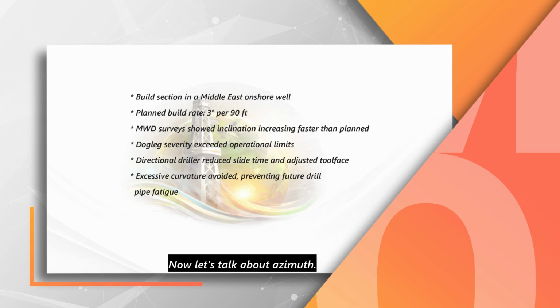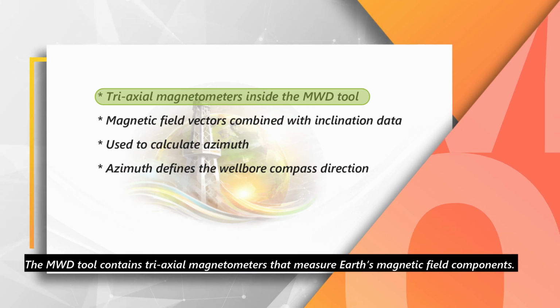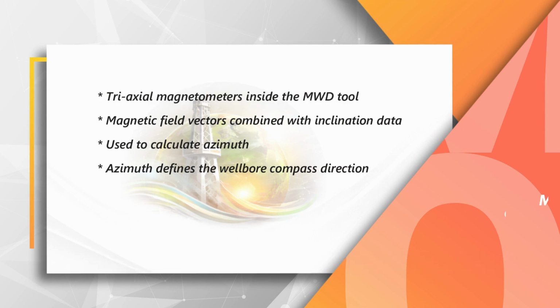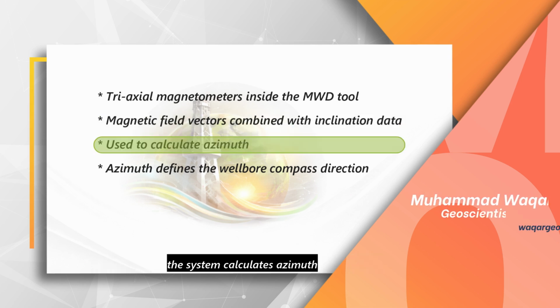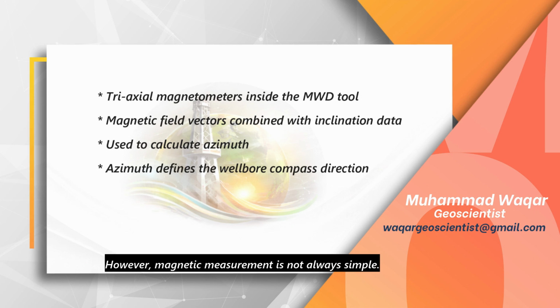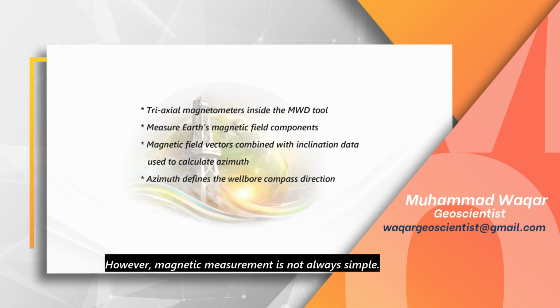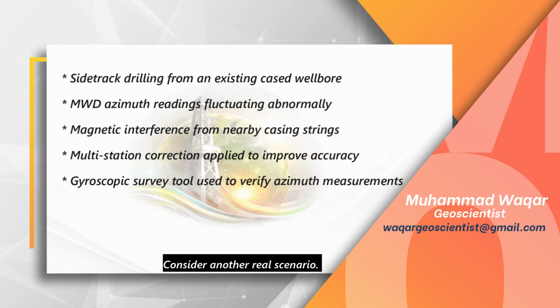Now let's talk about azimuth. The MWD tool contains triaxial magnetometers that measure Earth's magnetic field components. By combining magnetic field vectors with inclination data, the system calculates azimuth, which defines the compass direction of the well. However, magnetic measurement is not always simple. Consider another real scenario.